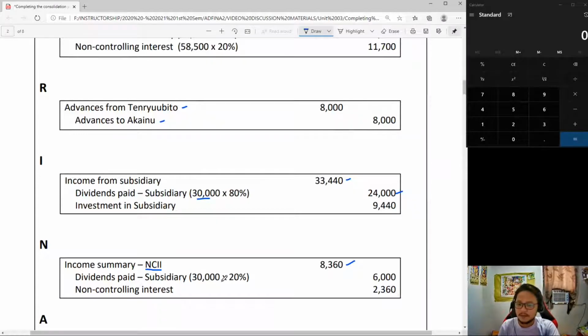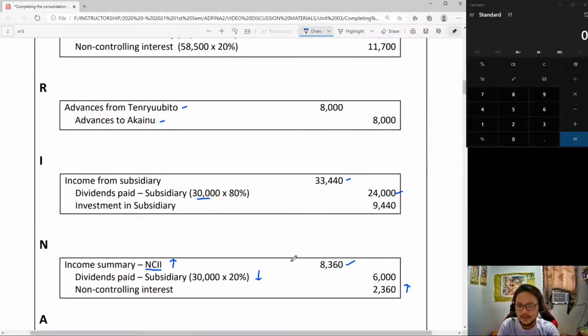Dividends paid, we will have to reduce the NCI amount by this. NCI is increased by any NCII and decreased by any dividend paid to the NCI. So in short, the non-controlling interest as an equity account will increase by 2,360, the net amount of the two. Okay? So kung anong na-compute mo na NCI in the beginning of the year, i-add mo ang amount na to.